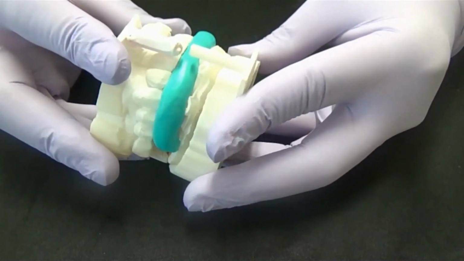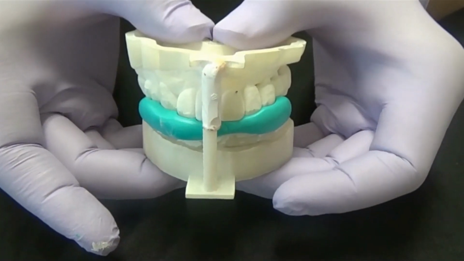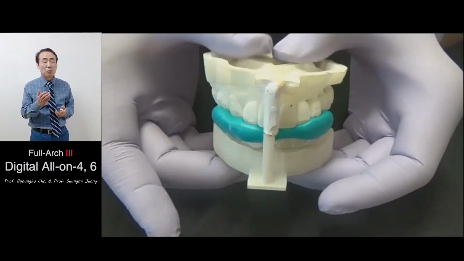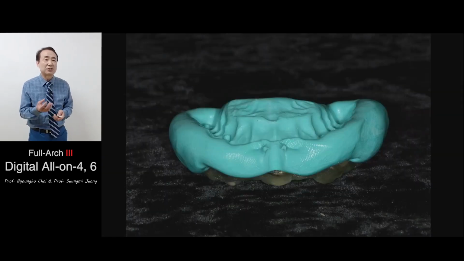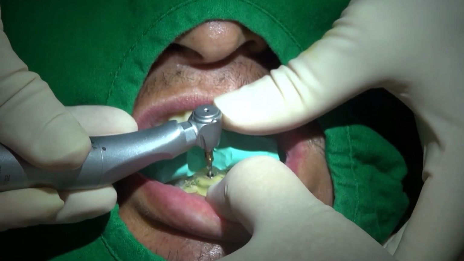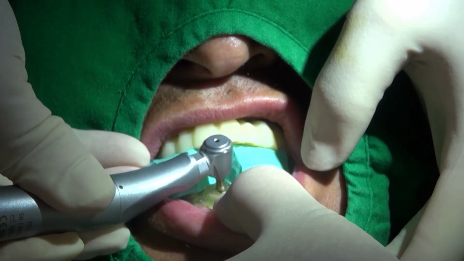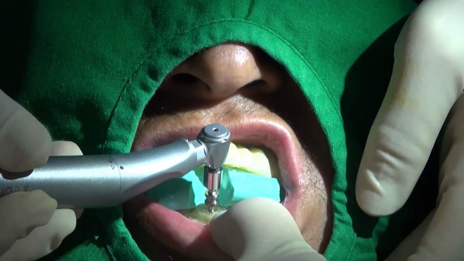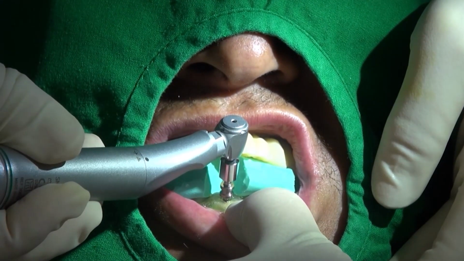The body is placed between the surgical guide and the opposite teeth. The model has a vertical dimension. This is a completed bite registration body. This video shows drilling for an anchor screw and placing an anchor screw.